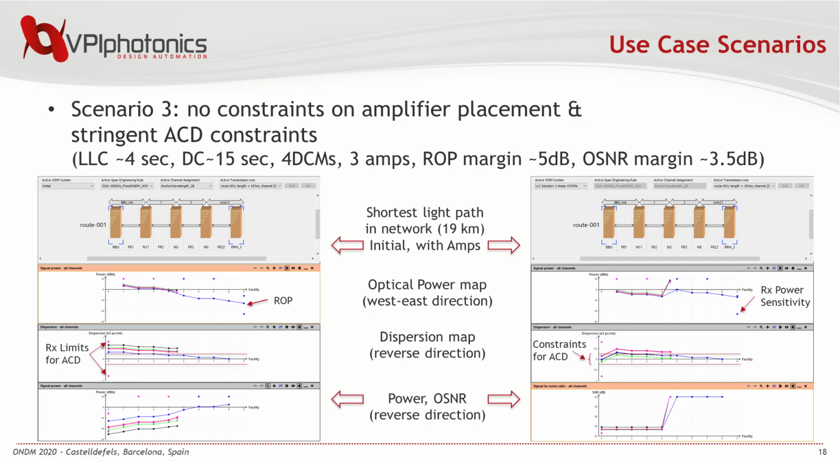In the third use case, 4 DCMs are required along with 3 amplifiers due to stringent constraints imposed on accumulated dispersion. As it is seen from the dispersion maps, per-channel values of accumulated dispersion lie within the receiver limits, but are above tolerance specified as engineering constraints, even for the shortest light path in the system. So, the synthesis script runs the LLC, then the DC algorithm, in order to build the solutions. The lower margins in the solutions are caused by other amplifier locations and extra losses of standalone DCMs. However, the solutions still contain 3 amplifiers as in the first scenario.